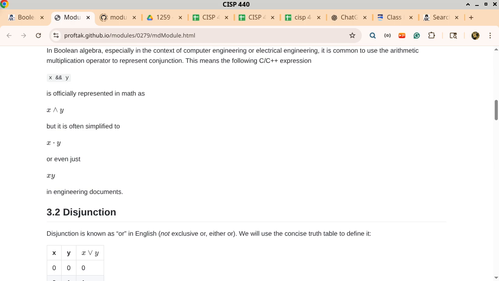So this is the C++ notation. It is just ampersand ampersand. This is the mathematical notation, which looks like a cap or a wedge. This is the computer engineering notation. It looks like a multiplication. And because it looks like a multiplication, sometimes we don't even bother to use a dot in between. We just say xy to imply that it is x and y. So these are the various representations of conjunction that I might use in this class.